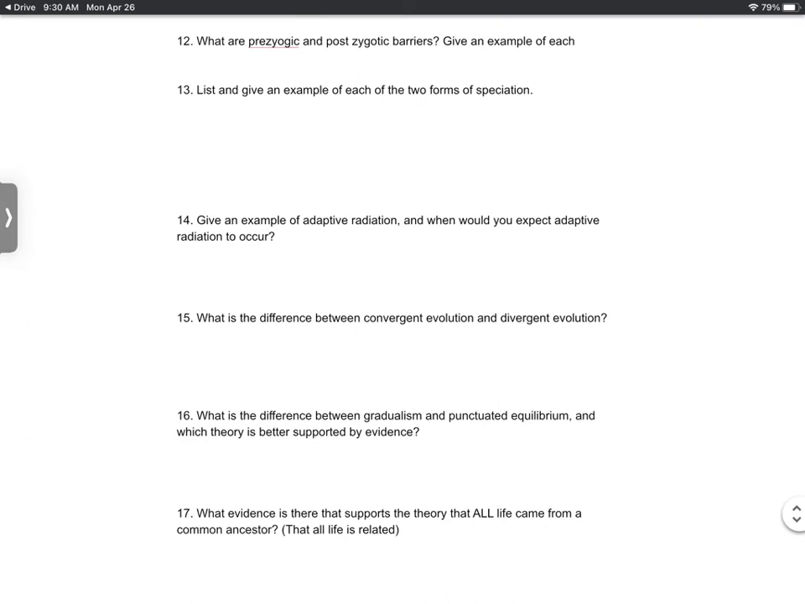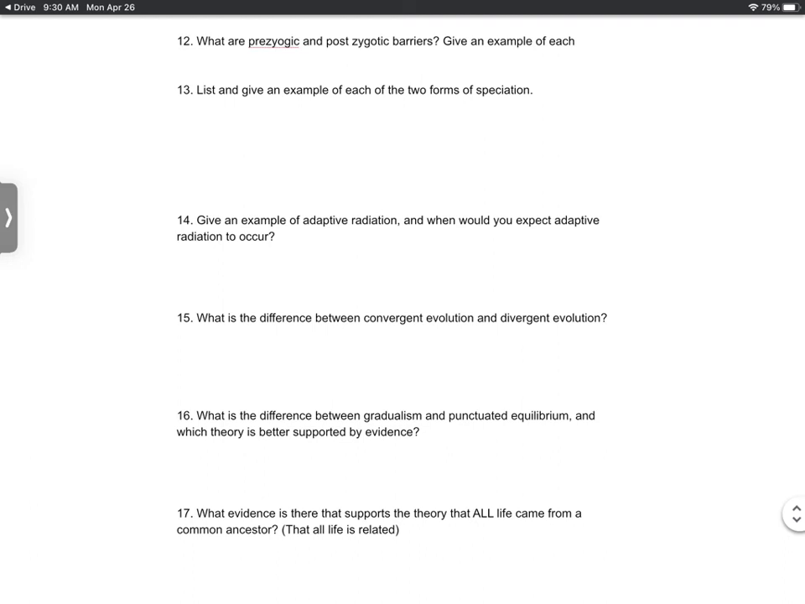Adaptive radiation, the classic example is Darwin's finches. That's where one species evolves into many. We would expect that to occur after, say, a large extinction event where much of the competition of a certain species has been wiped out, or when a species moves to a new environment or gets transported to a new environment where they are able to sort of exploit that new environment and adapt to fill different roles in that new environment.